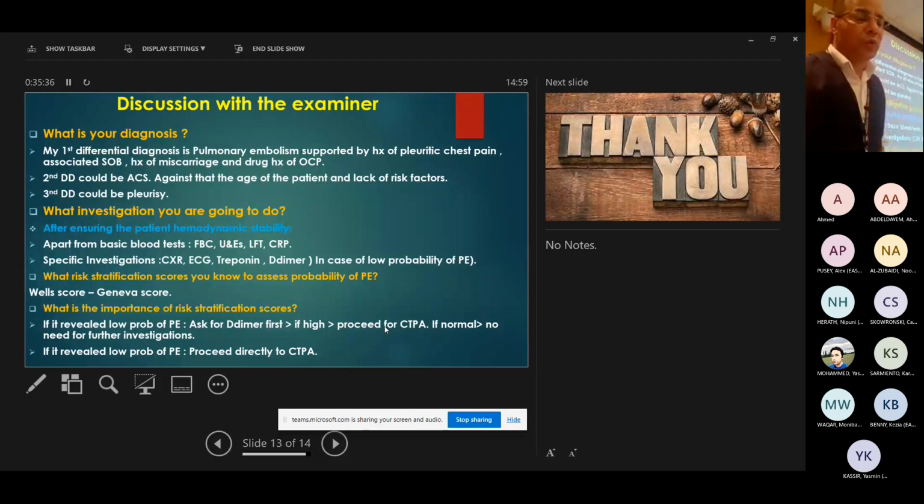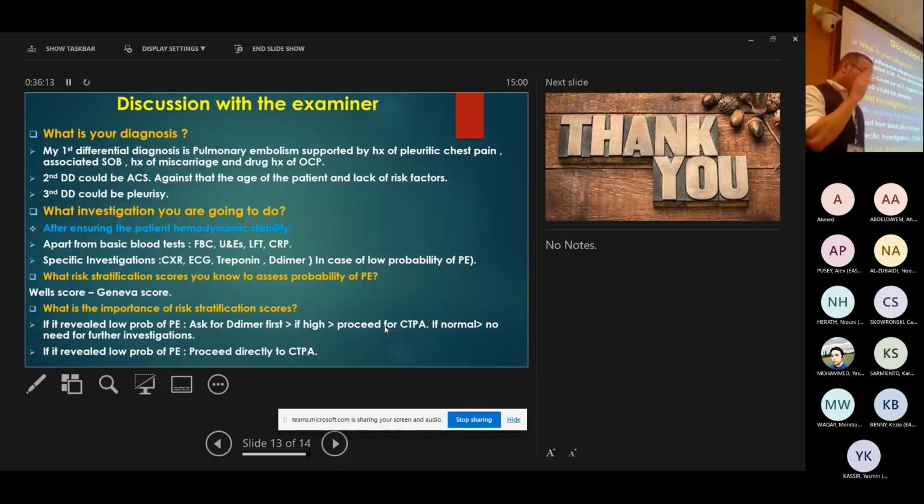What investigation are you going to do? Be organized in your investigation as well. So the first investigations to ask for, apart from basic investigations like FBC, U&Es, and CRP, chest X-ray, then specific investigations like you mentioned: ECG, chest X-ray, troponin level, and of course D-dimer. D-dimer is only asked in a case of low probability of PE. In high probability of PE, you have to proceed directly to CTPA.